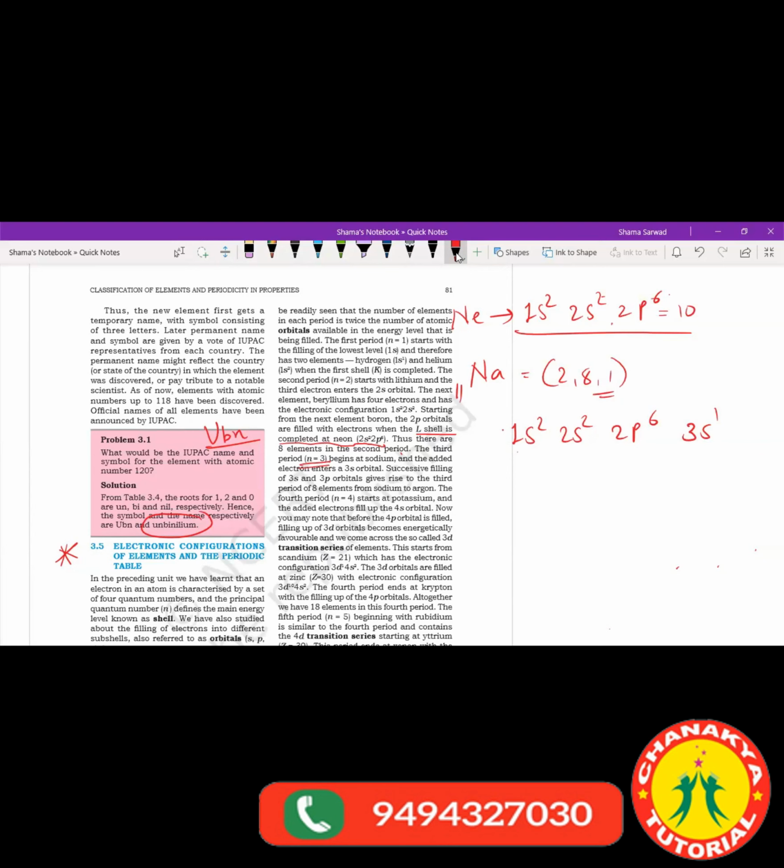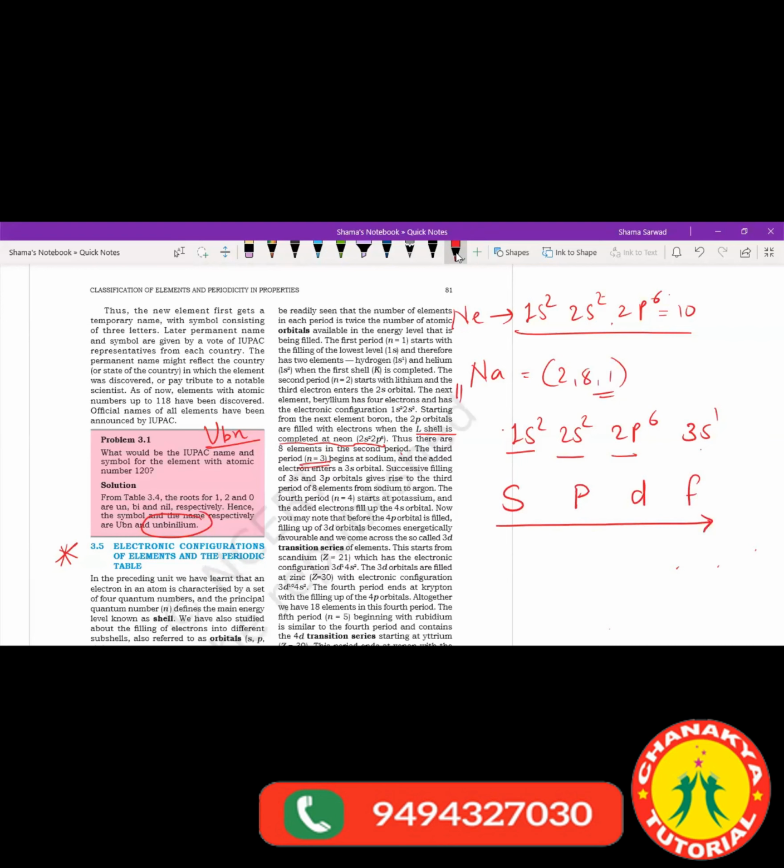Here you can see how you have to fill it. 1s2, 2s2, 2p6. In this sequence, you have to fill the orbitals. Keep it in your mind. The s orbital will be filled first, right? Then the p orbital, then the d orbital, and then the f orbital. This is the sequence in which you have to fill the orbitals present in an atom.